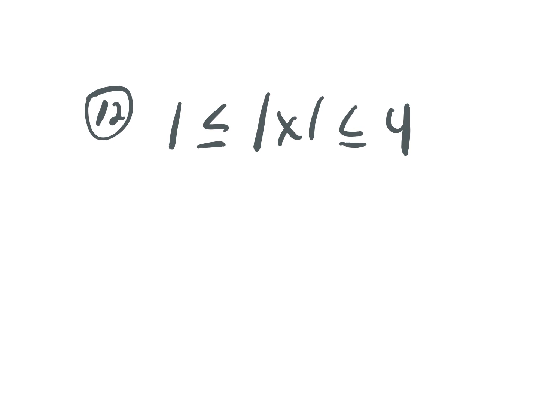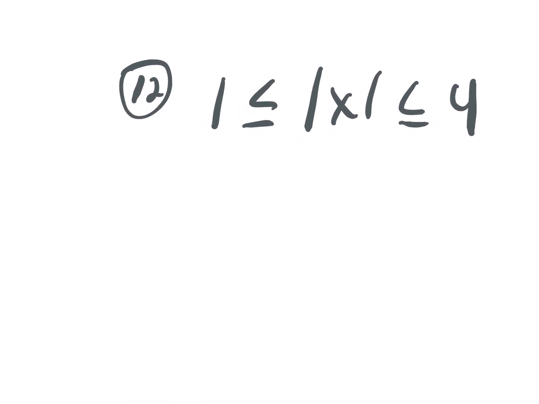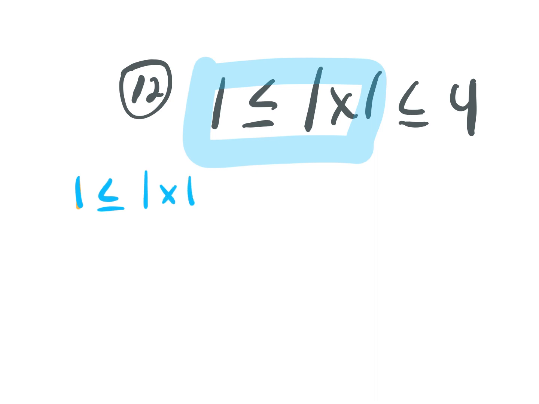Let's look at number 12. So 12, we have a compound inequality. You're not going to have one like this on the homework or on the quiz. So I would say don't stress about it, but we're just going to talk about it for a second. When you have a compound inequality, we can split it up into 2 inequalities. So the first one's going to be 1 is less than or equal to the absolute value of x. My other inequality is going to be the right side. So that'll be the absolute value of x is less than or equal to 4.